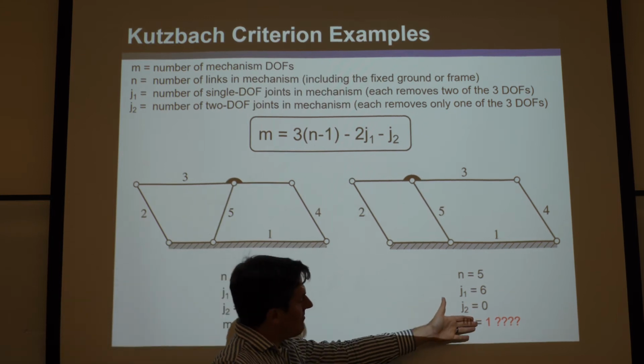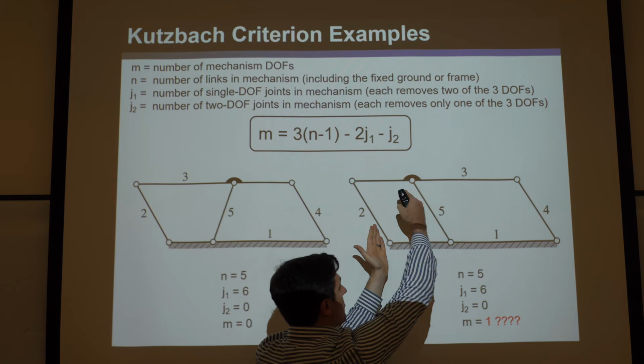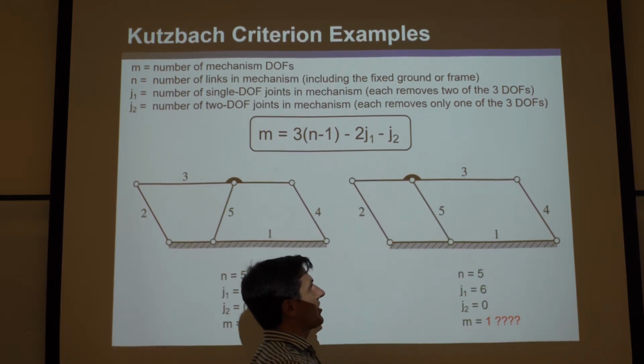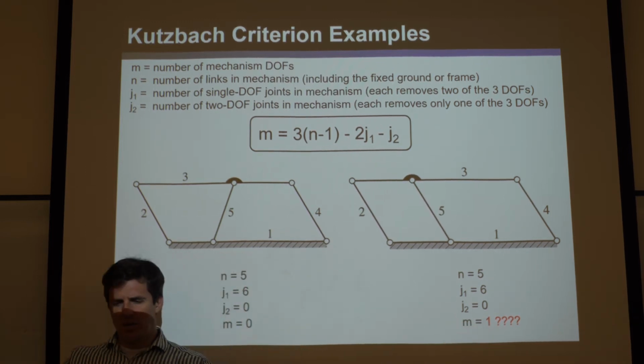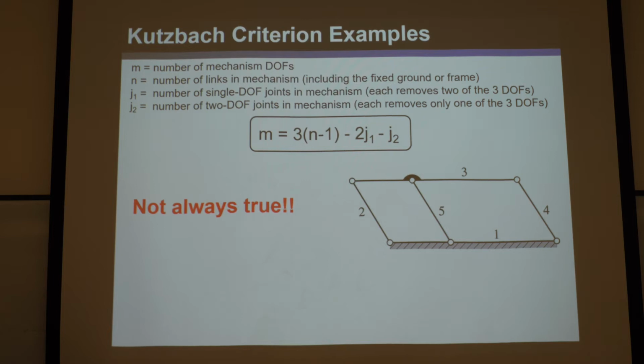So you plug that into Kutzbach, and it should still give you 0. But you know from intuition that this is like a 4-bar. It's just there's a redundant bar in there, and it can rock back and forth just like a 4-bar. So mobility is 1, but according to Kutzbach, it should be 0. Well, and here's the real rub. Kutzbach is not always true. So that really stinks. It's very frustrating.